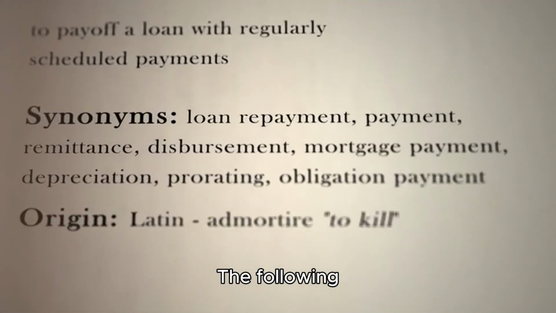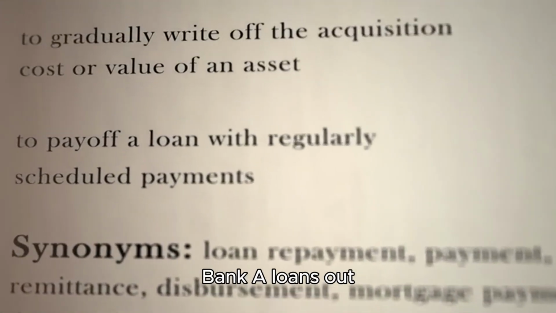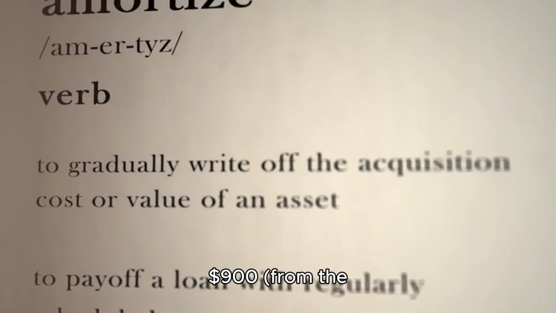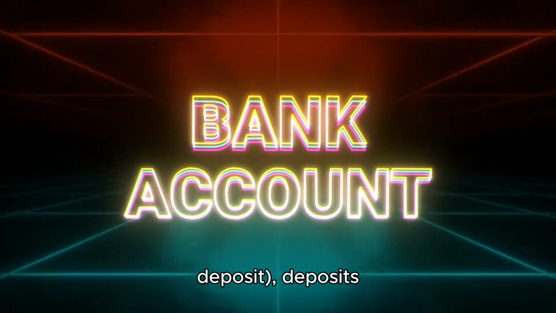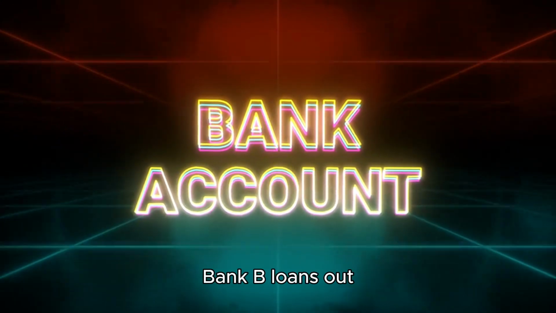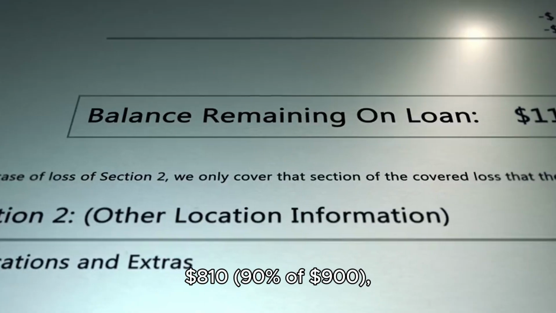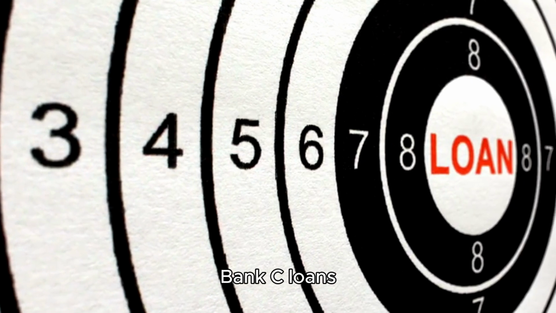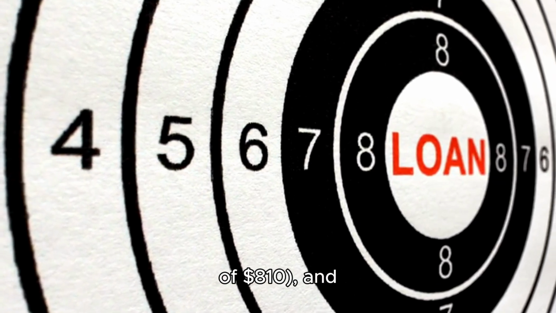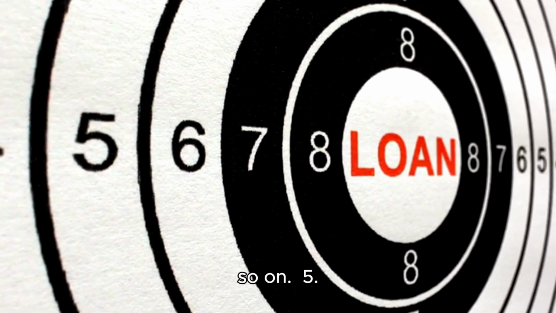The following sequence occurs. Bank A loans out $900 from the initial $1,000 deposit. Deposits increase by $900. Bank B loans out $810, 90% of $900, and deposits increase again. Bank C loans out $729, 90% of $810.